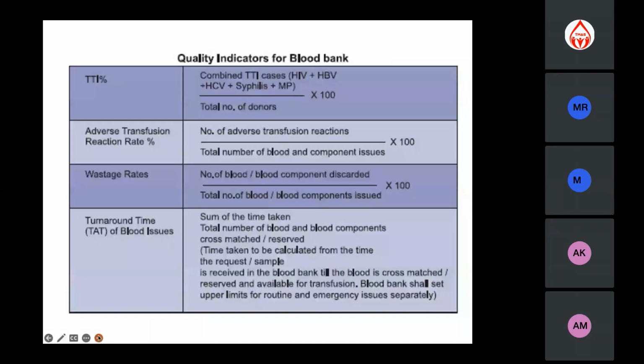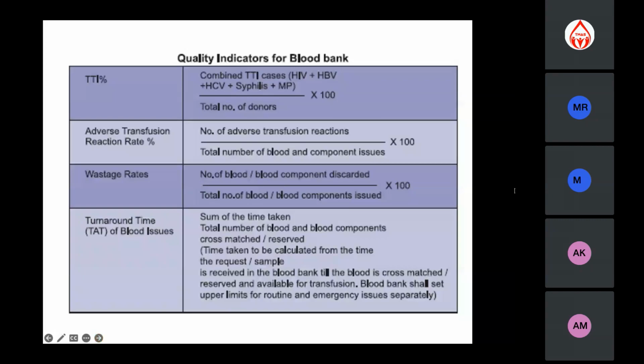So there are other commonly asked questions. What are the quality indicators for blood bank? The percentage of TTI positivity is the combined positive cases of HIV, hepatitis B, hepatitis C, syphilis and malaria divided by total donors for the particular month into 100. Adverse transfusion reaction rate is the number of transfusion reactions in the particular month divided by the number of blood components transfused into 100. And the blood wastage rate is the number of components discarded divided by the number of blood components issued into 100.